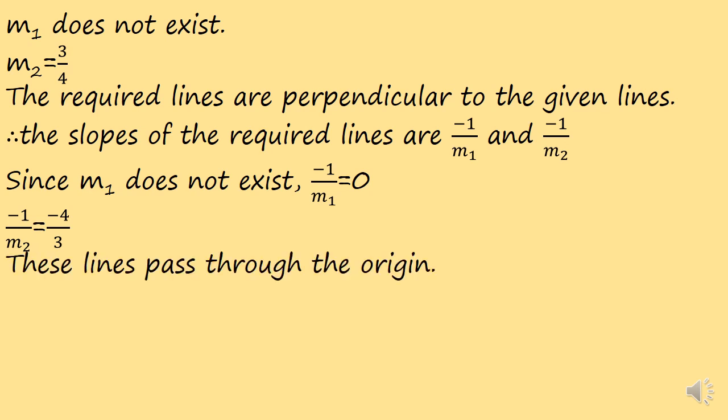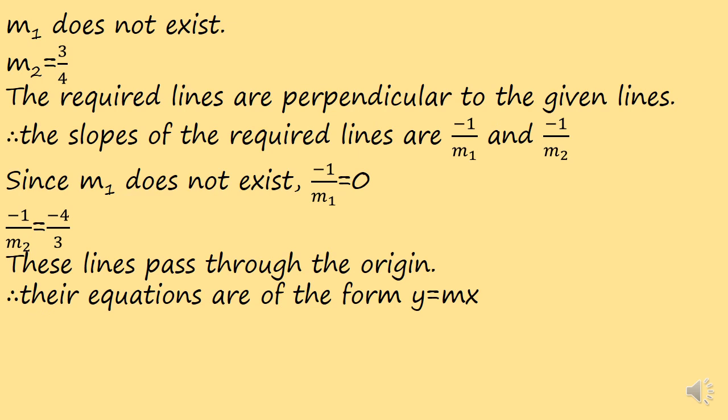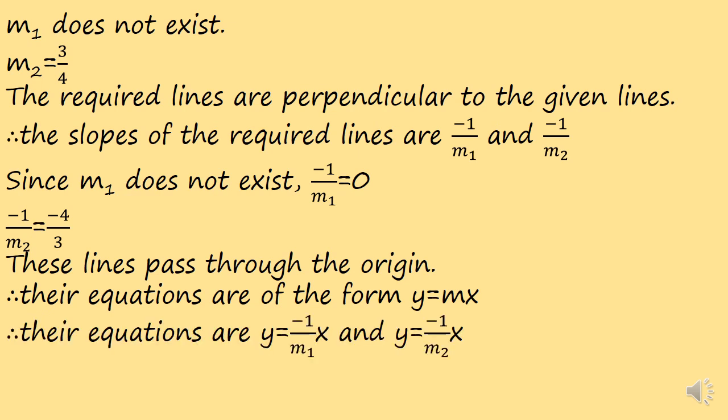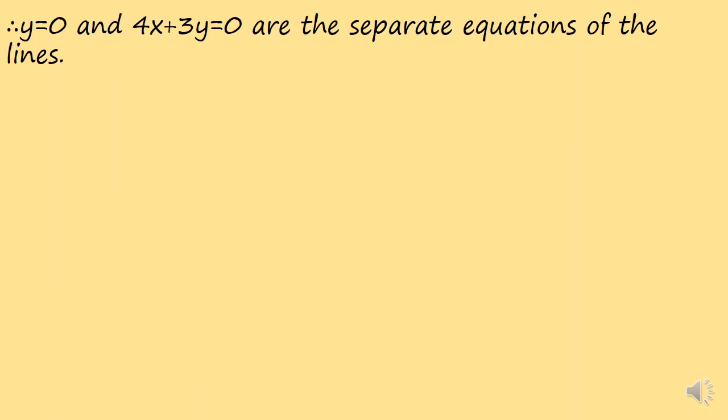Now the lines also pass through the origin. So their equations can be written like this. That is y is equal to minus 1 upon m1 x and y is equal to minus 1 upon m2 x. Substituting, we get this. That is y is equal to 0 and 4x plus 3y is equal to 0. So these are the separate equations of the lines.